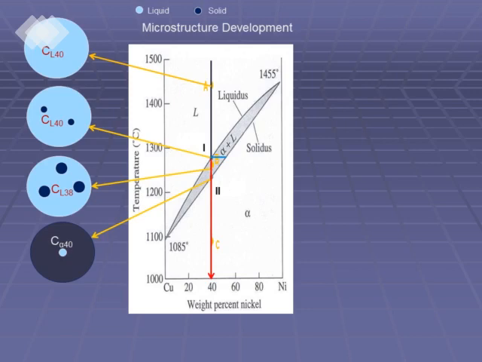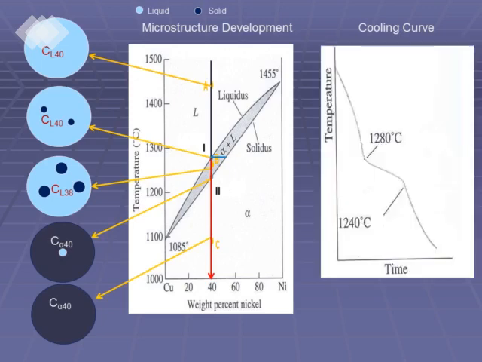Now, let us summarize this cooling history in a cooling curve. A cooling curve is the plot of time versus temperature. From the cooling curve, we know that the liquid alloy starts to solidify at point 1, which is at 1280 degrees Celsius, and completely solidifies at 1240 degrees Celsius. In this temperature range, both liquid and solid phases of the alloy coexist. Below 1240 degrees Celsius, the alloy is completely solidified.